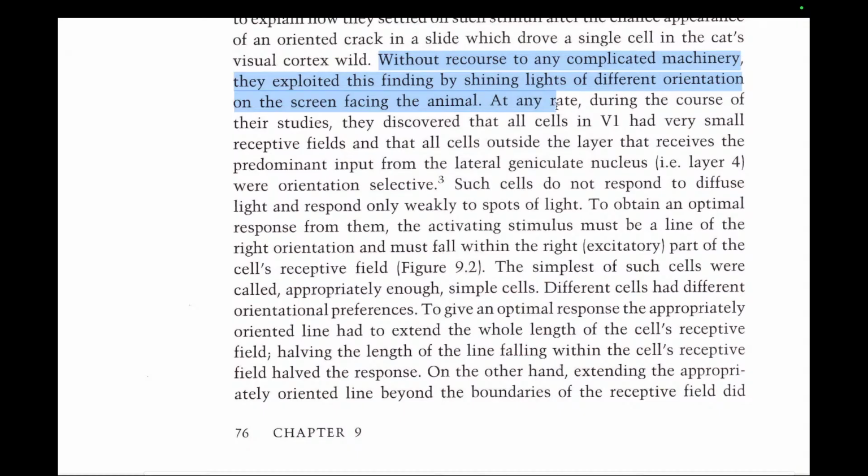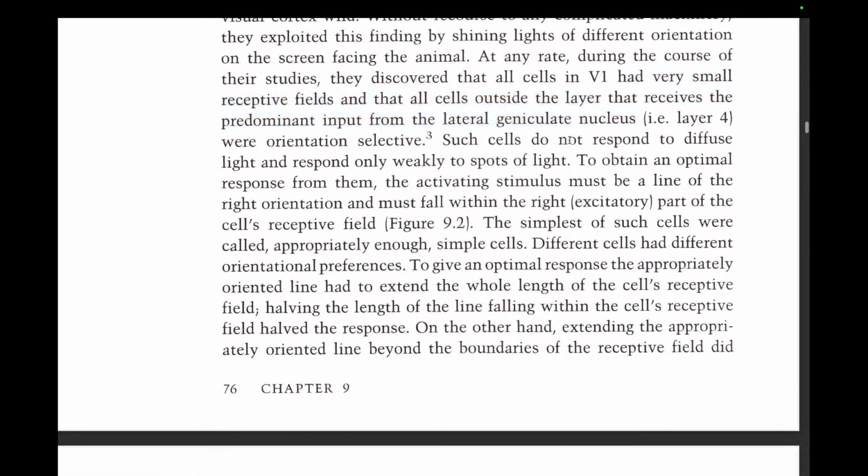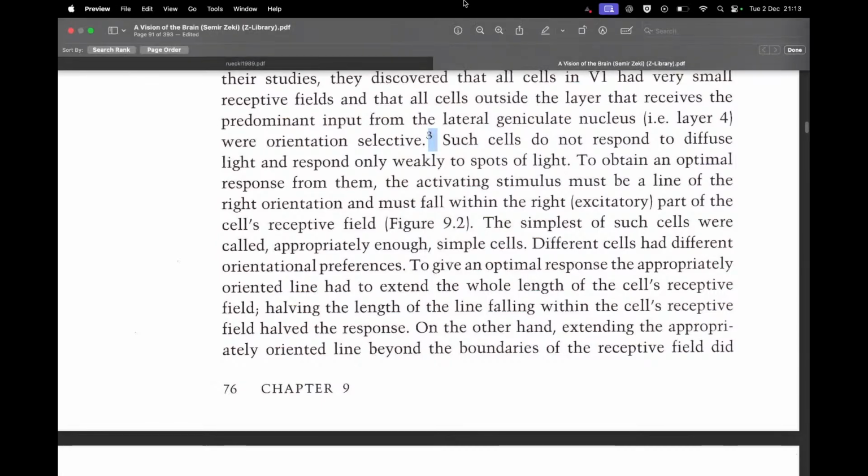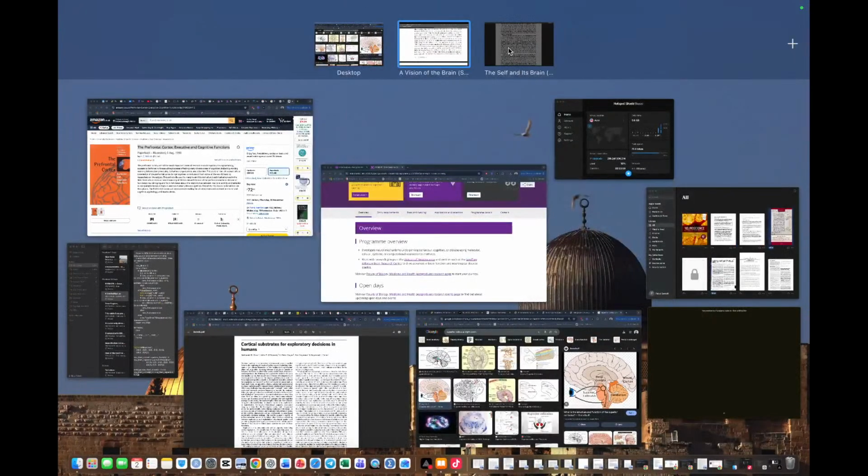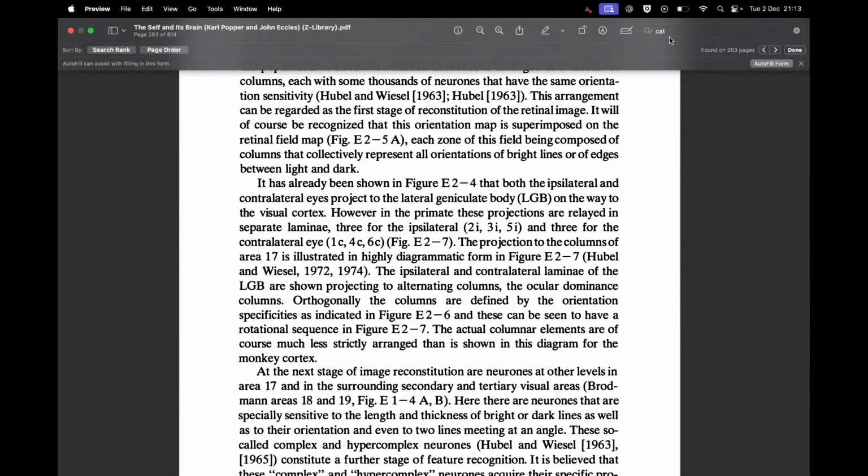At any rate, during the course of their studies, they discovered that all cells in V1 had very small receptive fields, and that all cells outside the layer that receives the predominant input from the lateral geniculate nucleus, which is LGN, which has various layers, were orientation selective. Quite fascinating. In fact, I first came across this in this book as well.